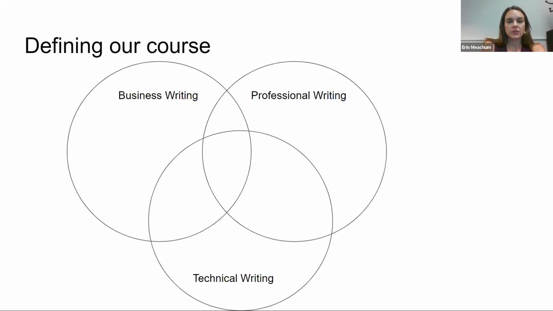So what we're going to first do is define our course. I think it's helpful to look at these main circles here and look at what they have in common and what they maybe don't have in common.